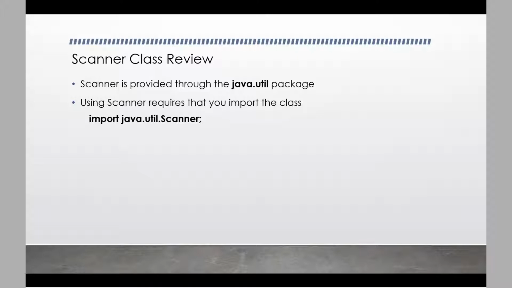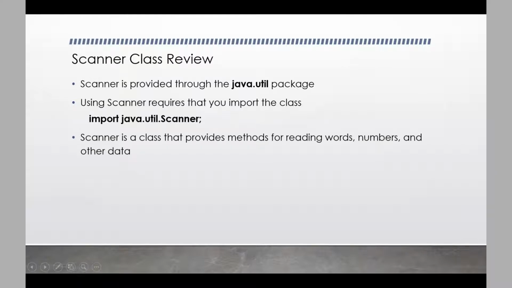In our previous video, we introduced Scanner with enough information to get you going. Recall that in order to use the Scanner class, you must import the java.util package. This is where the Scanner class definition resides. So Scanner is a class that provides methods for reading words or strings, numbers, and other types of data. In order to read integer data, we would use one of these four methods, depending upon the size of the number.